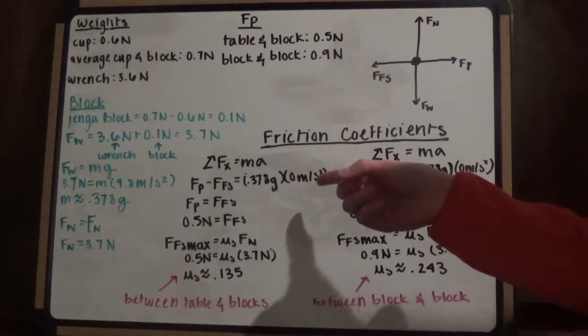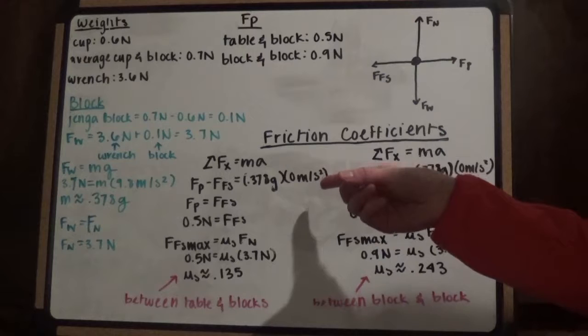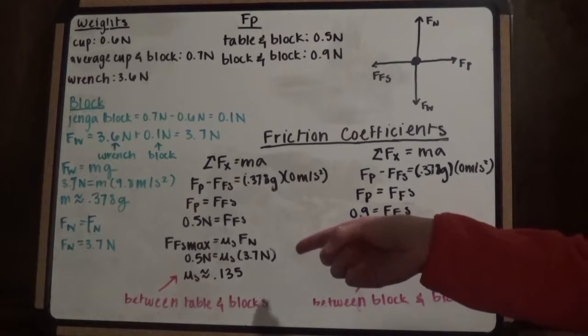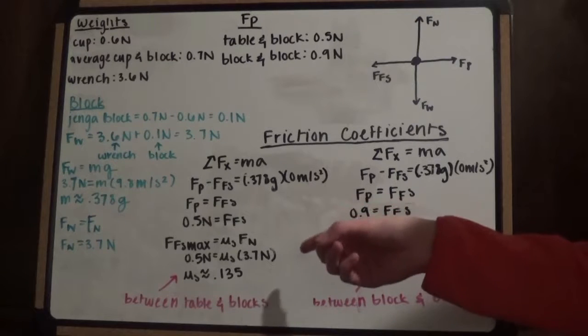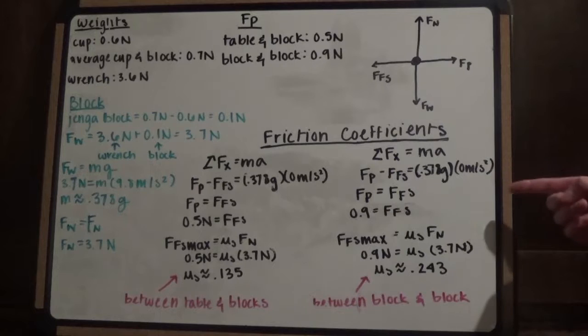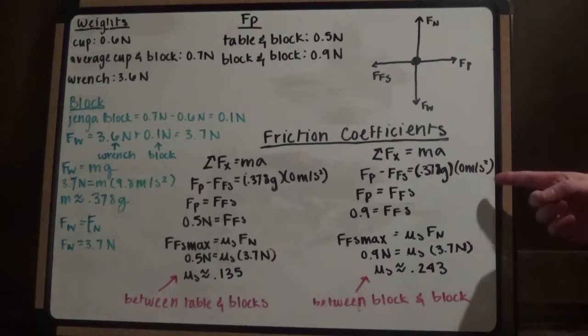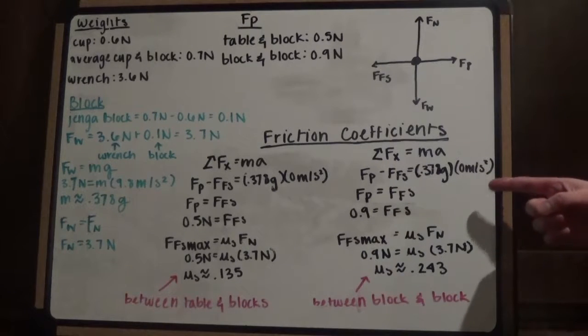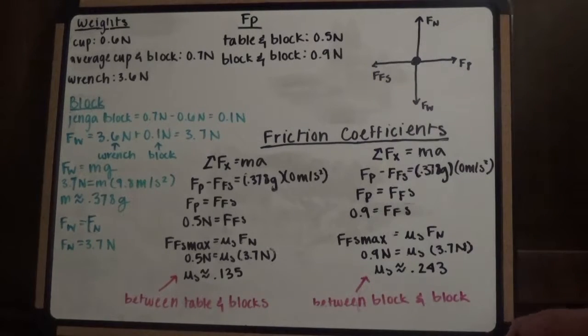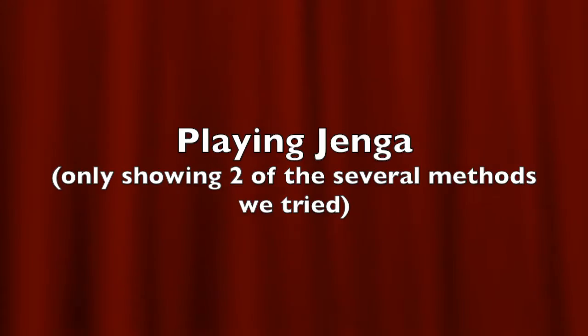We will now calculate our friction coefficients. We sum the forces in the x direction, knowing that the acceleration is 0 because we pulled the spring scale at a constant velocity. We calculate our force of friction and plug it into the equation force of friction max equals mu sub s times the normal force to get our coefficient of friction. We repeat the same process, except now we have a higher mu when we pull the block over the platform of blocks.